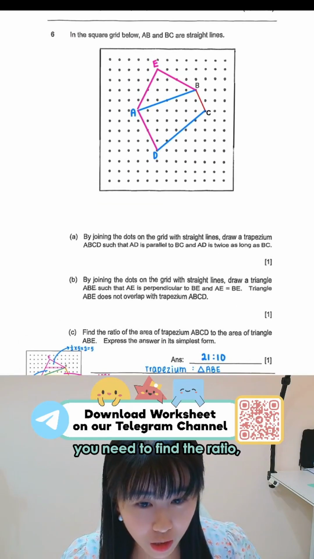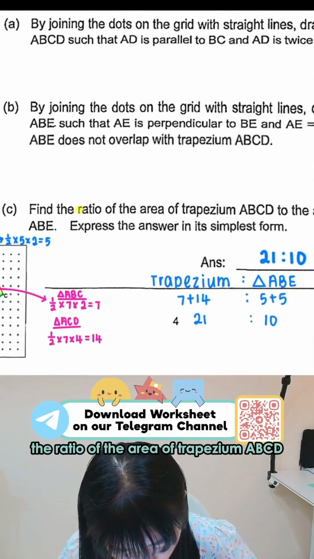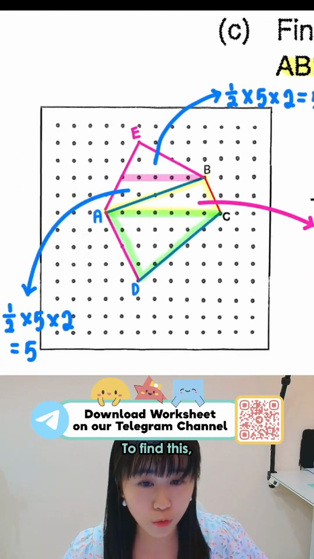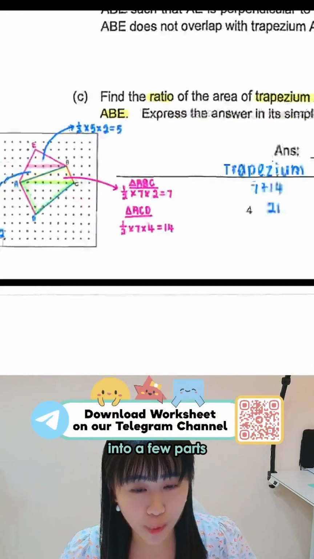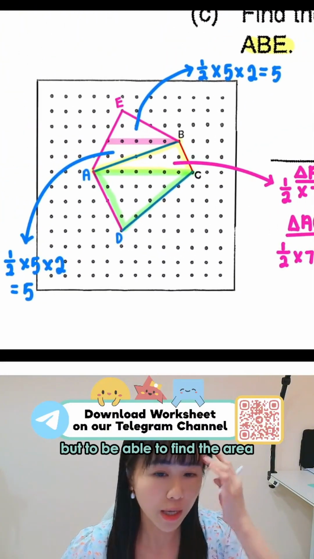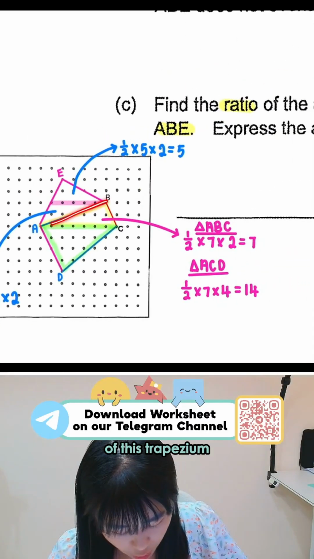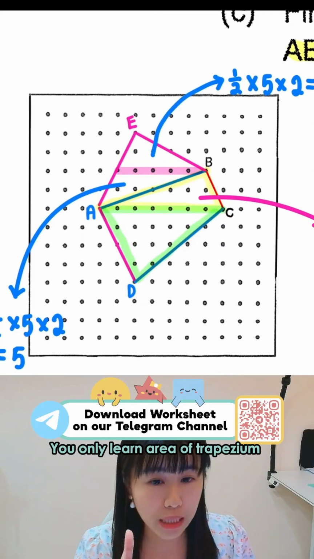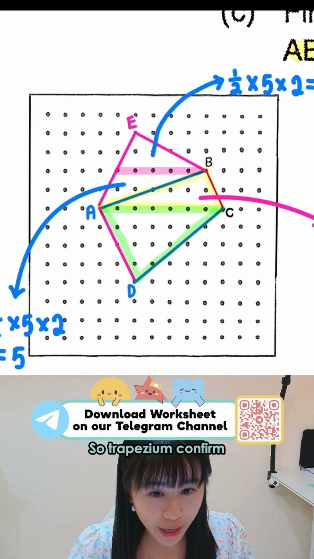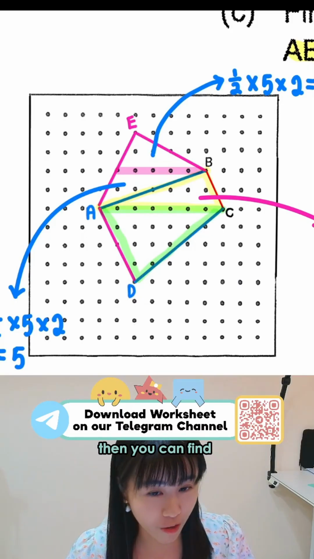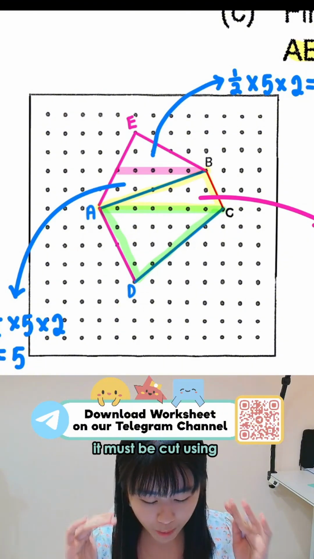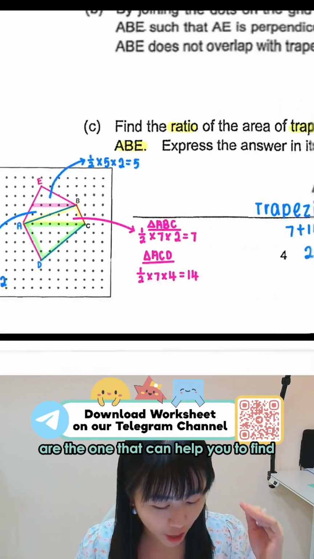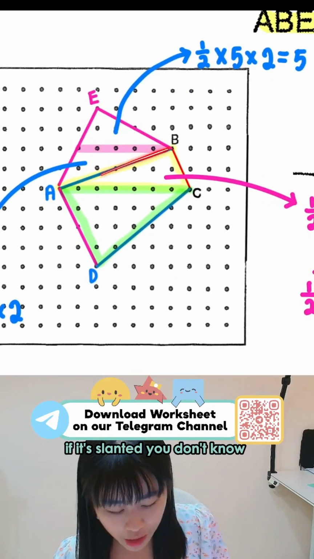Part C, you need to find the ratio of the area of trapezium ABCD to the area of the triangle ABE. So to find this, I will cut this diagram into a few parts. This is the diagram you originally have. But to be able to find the area of this trapezium and this triangle, it's not something that you can do directly. You only learn area of trapezium in secondary 1. So the trapezium, you confirm need to cut into shapes that you really know, then you can find. So how are you going to cut? Remember, when you cut, it must be cut using horizontal or vertical lines, because horizontal and vertical lines are the ones that can help you find the area. Reason being, if it's slanted, you don't know how many units it is.